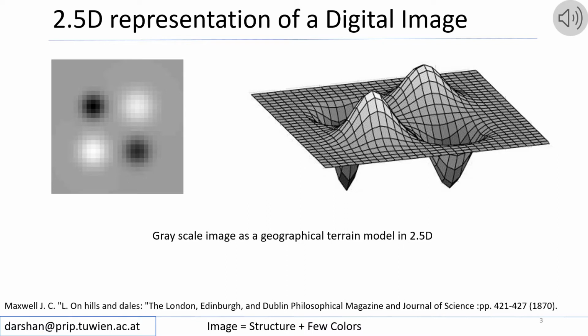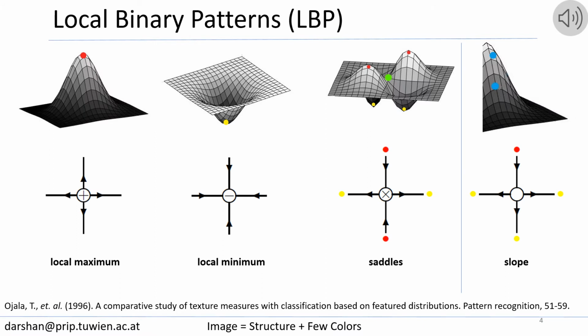This slide shows a digital image on the left and a 2.5 dimensional geographical terrain model on the right, where the height of the terrain corresponds to the pixel intensity. Analysis of such terrain models was first done by Maxwell in 1870. The terrain models will often be shown throughout the presentation for better visualization. All the points on the digital image and the terrain model can easily be categorized into critical and non-critical points with the help of local binary patterns.